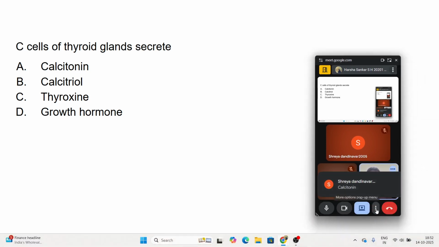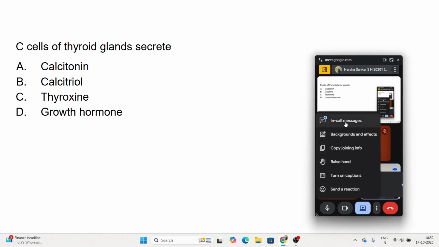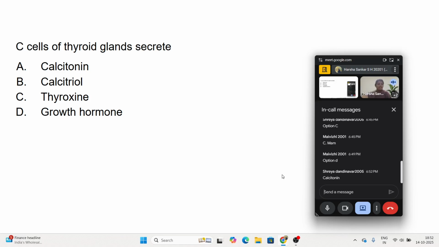What is the correct answer? Yeah, thank you Shreya for the answer. Maybe we can wait, and then we'll continue with the answer discussion.